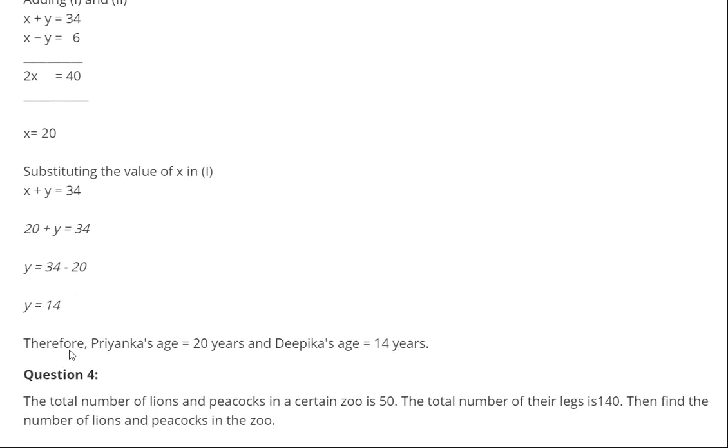Substituting the value of x in any one of the equations, I can get the value of y. I have substituted in equation 1 where x is 20, total is 34. So 34 minus 20 is 14. Therefore, Priyanka's age is 20 and Deepika's age is 14 years.